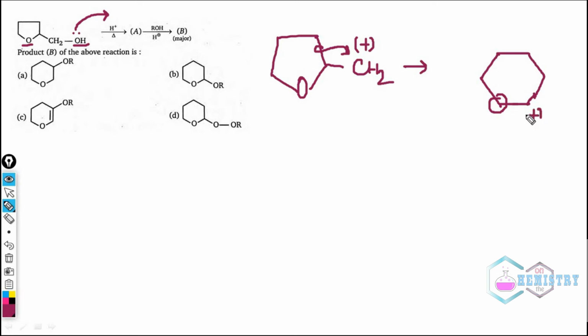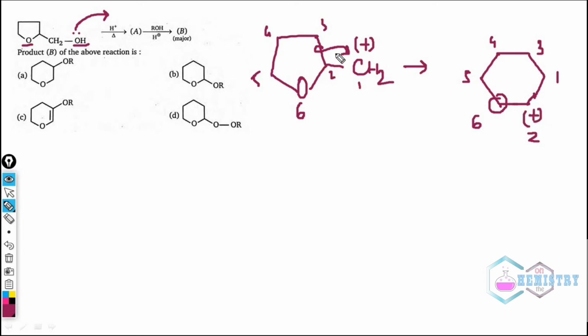And the plus charge will be here, as if we can number it like this: 1, it is 2, it is 3, 4, 5 and 6. So 3, there will be a bond between 3 and 1, and also 2 and 1. So this will be 6, this will be 2, this will be 1, 3, 4, 5, like this, and this will have the positive cation.